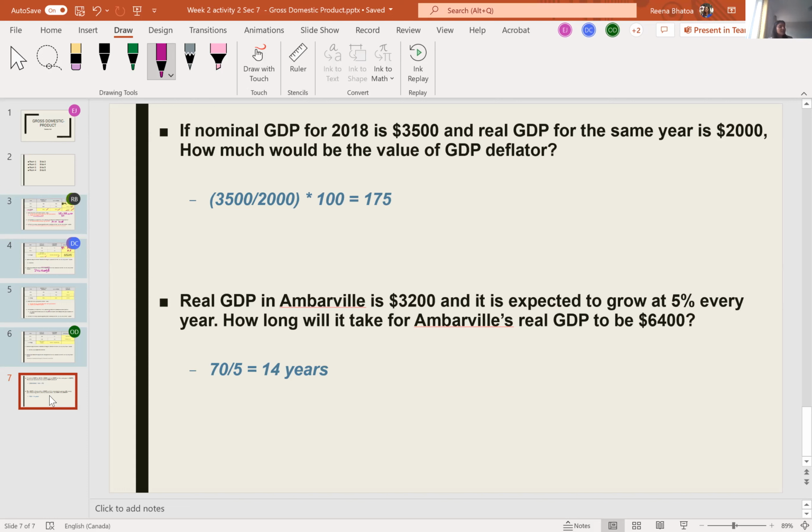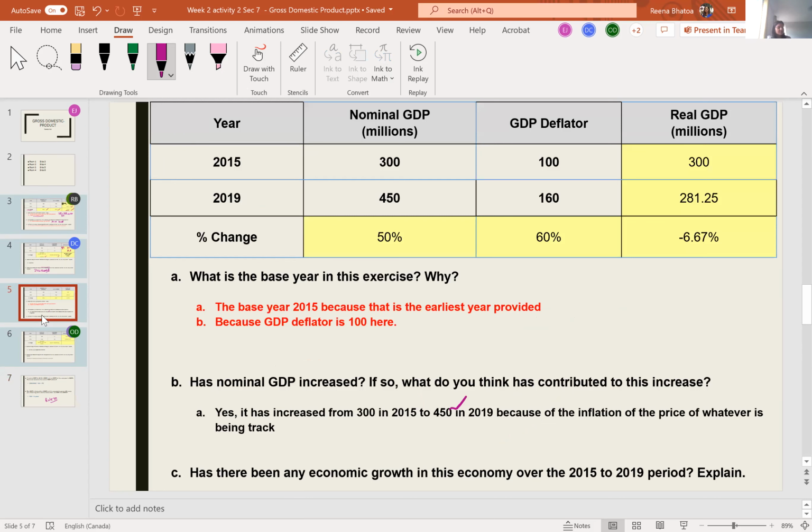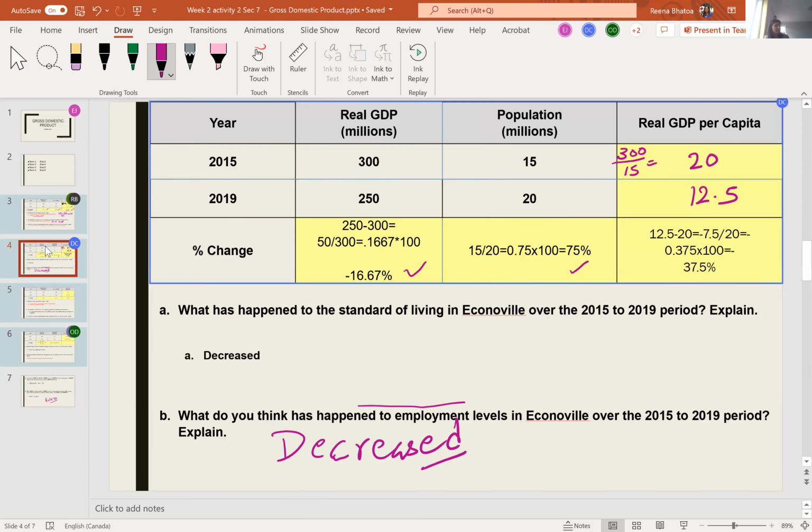And second question is how long will it take for Amberville real GDP to be 6,400 from 3,200, which is a double? How long will it take? So you will just use the rule of 70. 70 divided by growth rate, which is 5. It's 14 years. It will take 14 years for this economy to have its real GDP at $6,400. Okay. So that ends. I would suggest please make correction on slide 4 and slide 6.